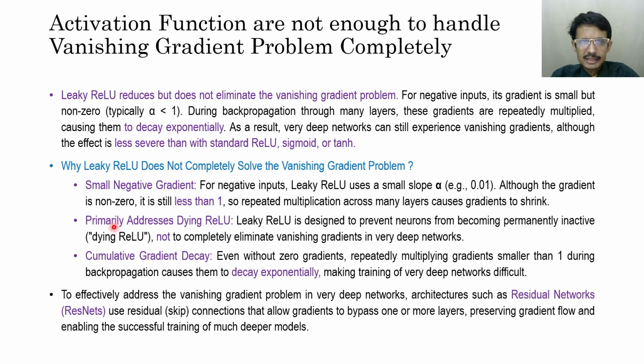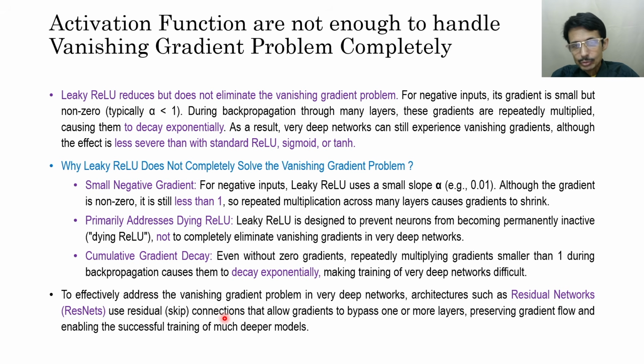There is another reason that we have discussed. Leaky ReLU is basically proposed to address the dying ReLU problem, but there is still cumulative gradient decay. So leaky ReLU does a good job, but it's not enough. To effectively address the vanishing gradient problem in a very deep network, an architecture such as the residual network was proposed, and that is the topic of today's lecture.